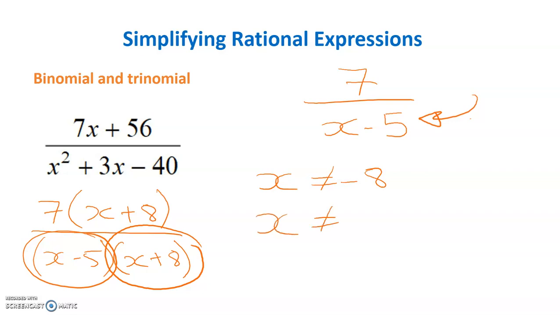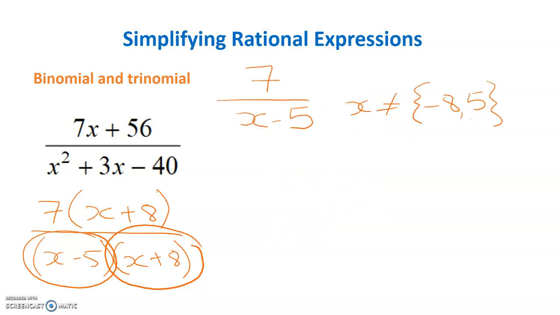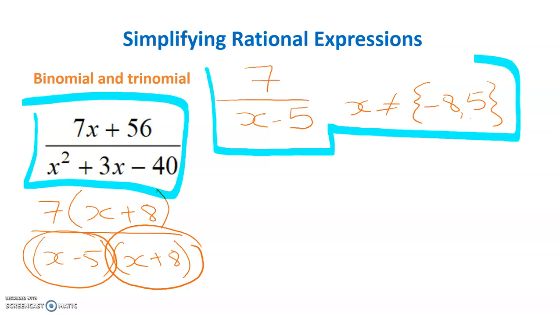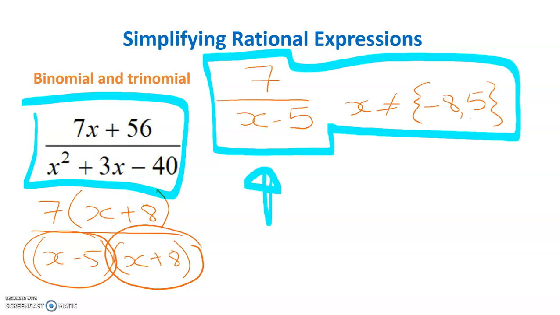also not be 5. So the simplified version of this rational expression is 7 over x minus 5, where x cannot be equal to negative 8 or positive 5, because that would result in the denominator being 0, and this cannot happen because we cannot divide by 0.